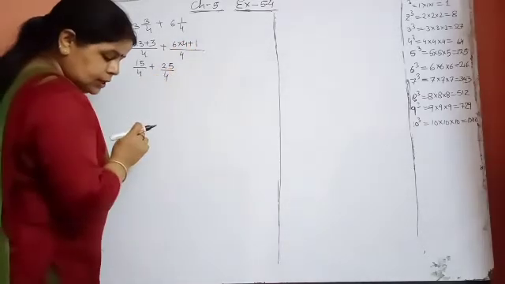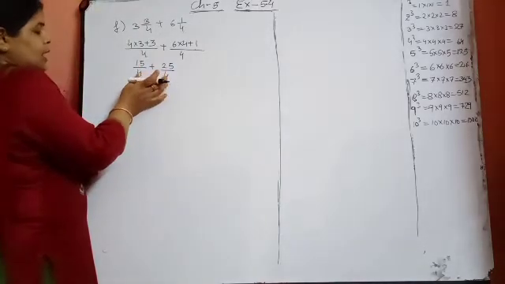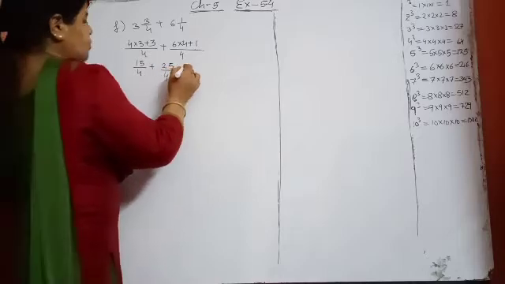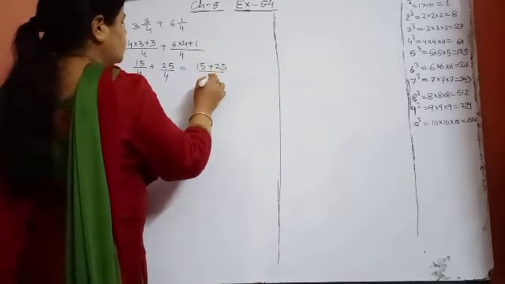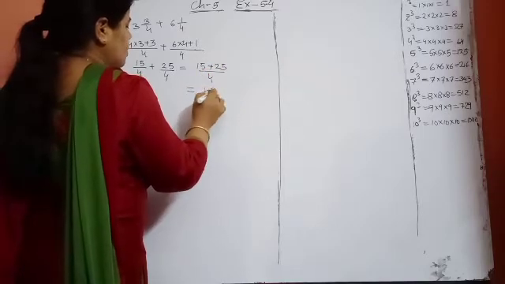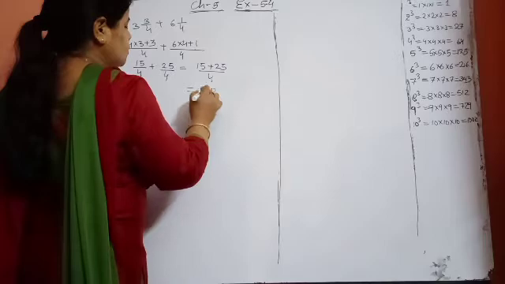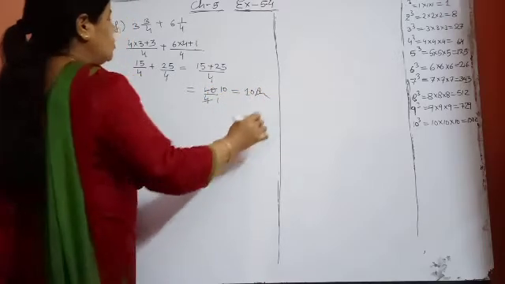In both fractions the denominator is 4, so no need to take the LCM here. They already have the same denominator. 15 plus 25 upon 4. 15 plus 25 is 40 upon 4. 4 tens are 40. What will it be? 10 will be your answer. See how simple it is.